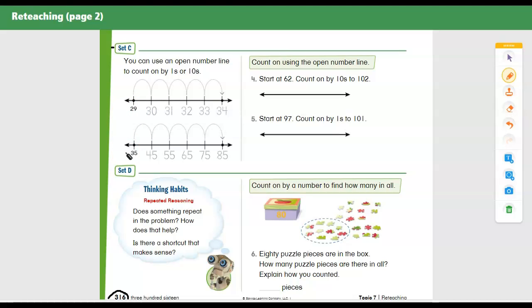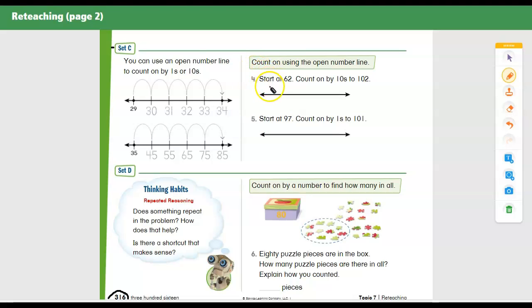The second example begins with 35 and skip counts to 45, 55, 65, 75, 85. This is an example of using an open number line to count on by tens. With each jump, the number is increasing by tens. For number 4 and 5, it wants you to count on using the open number line.